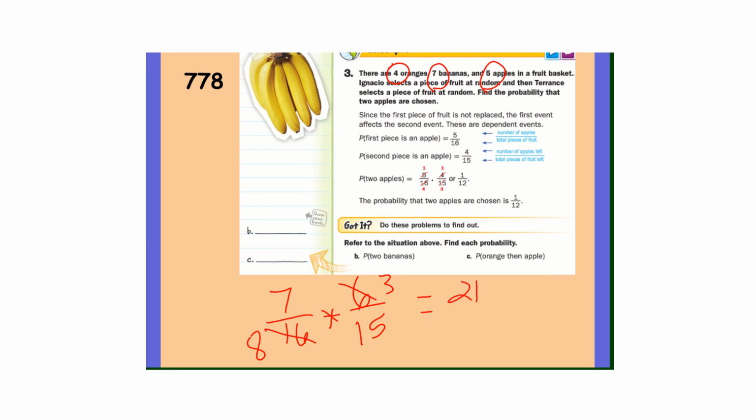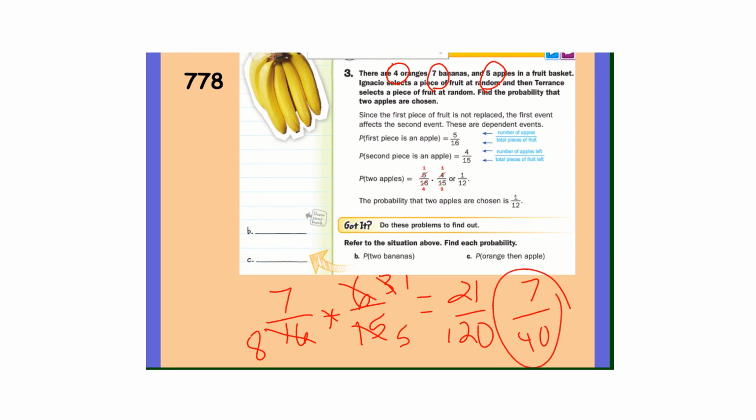So we have 21 out of 120. 21 out of 120. Okay, letter C. I see. I could have reduced 3 over 15 as 1/5. Made it a heck of a lot easier here. We have 7 out of 40. That would be simplified. Either answer is fine.